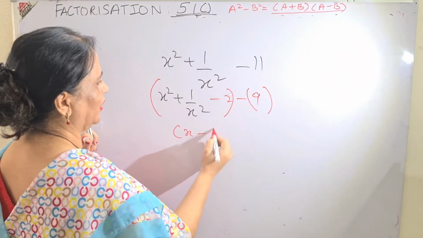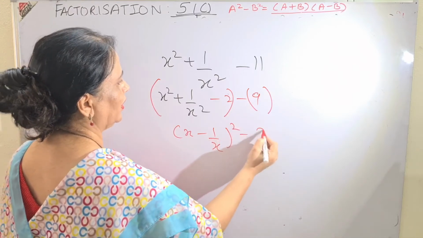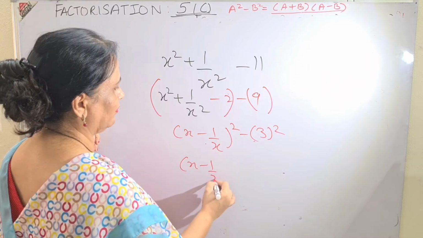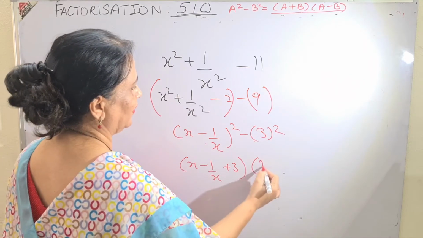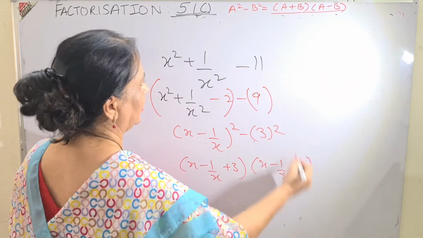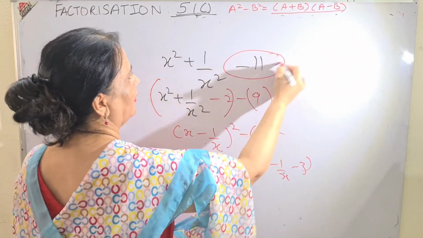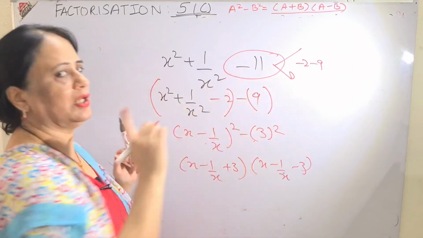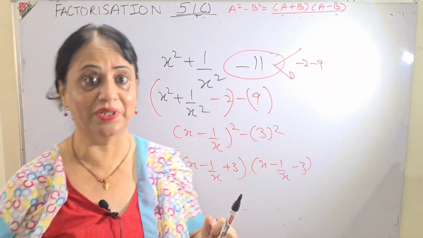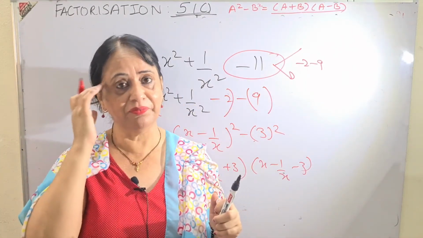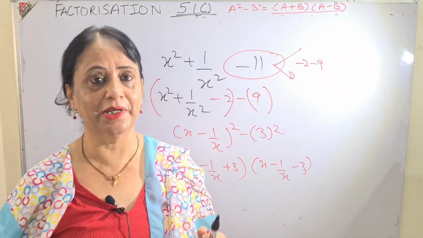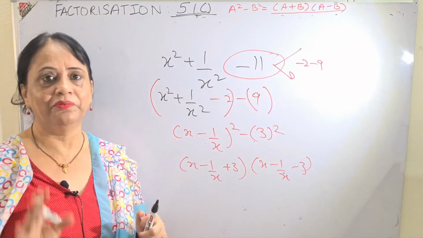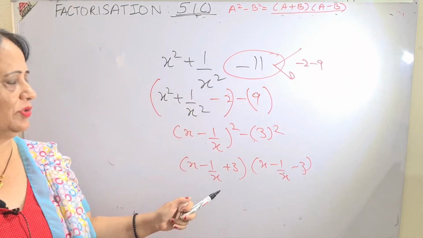See, x minus 1 by x whole square, 3 whole square. a plus b, a minus b: x minus 1 by x plus 3, x minus 1 by x minus 3. This minus 11 to be written as minus 2 minus 9. So the question will also not change, and again we'll get our format which we need. So you work with your brain. Put it in your mind that you want the concept of a square minus b square. Once you get it, see how easy the questions are.